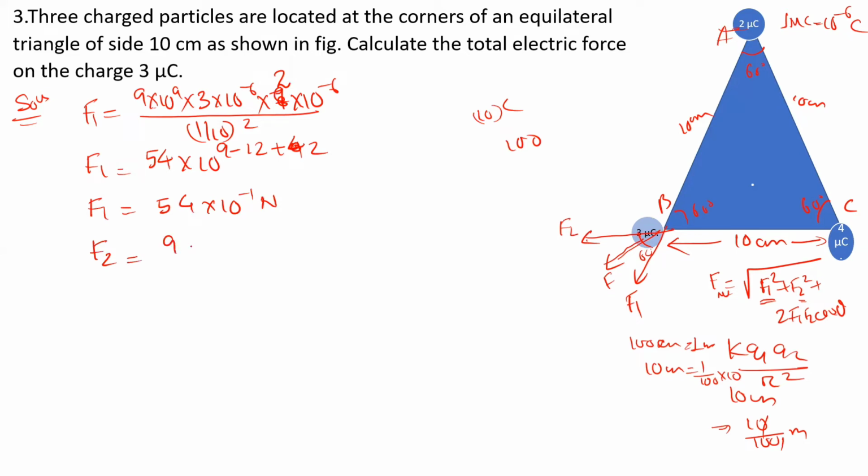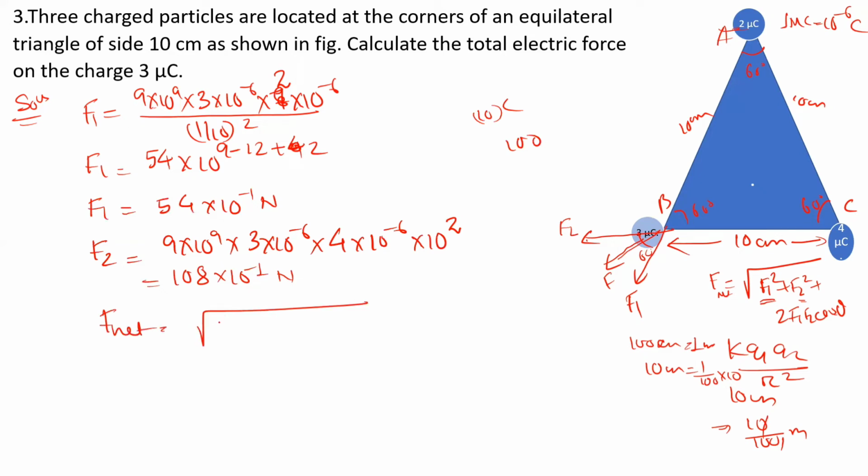Similarly, for F2, it is 9 into 10 to the power 9, into 3 into 10 to the power minus 6, into 4 into 10 to the power minus 6, again divided by 1 by 10 whole square, giving 10 to the power 2. When you do the entire calculation, 4 threes are 12, 12 nines are 108, and again you have 10 to the power minus 1 Newton. The same steps apply, and the F net force was 54 into 10 to the minus 1 whole square.